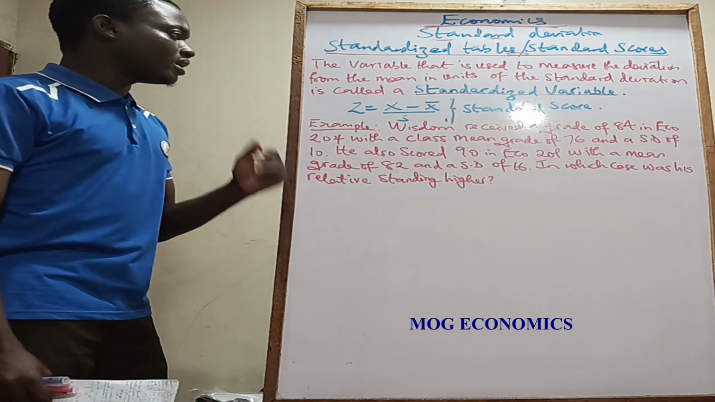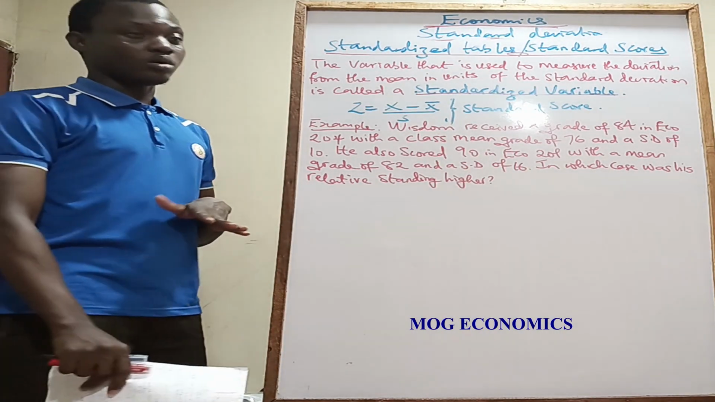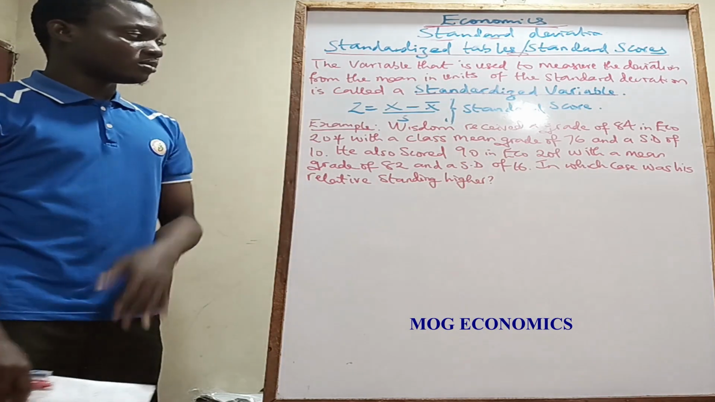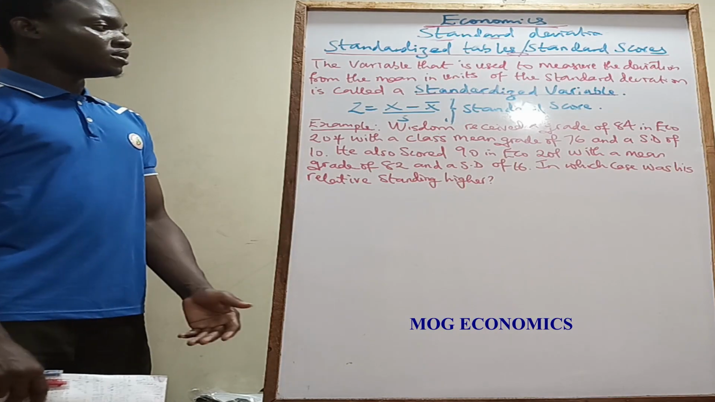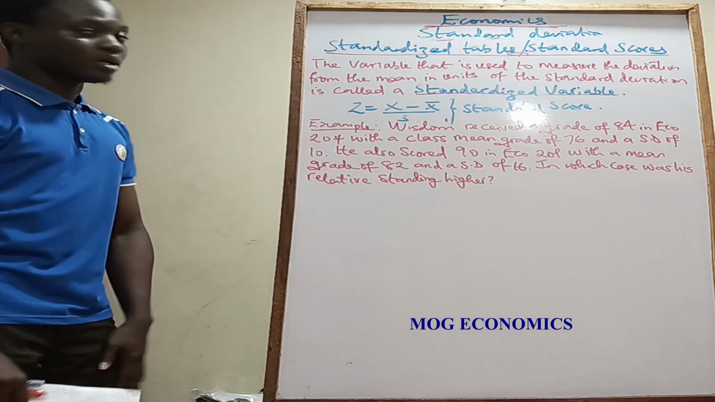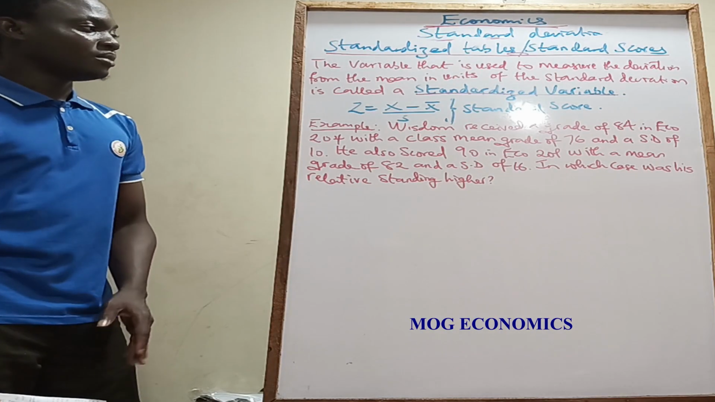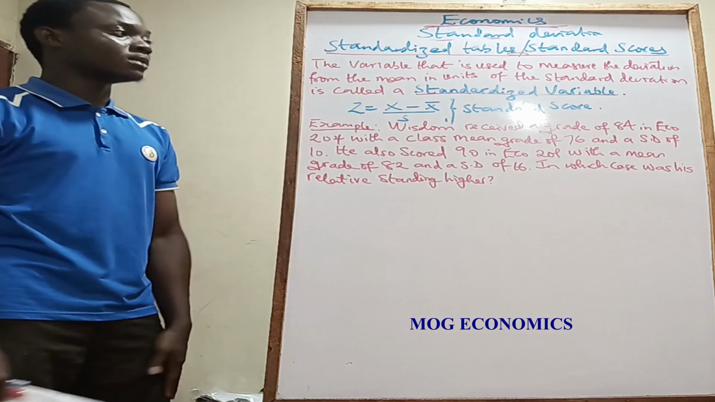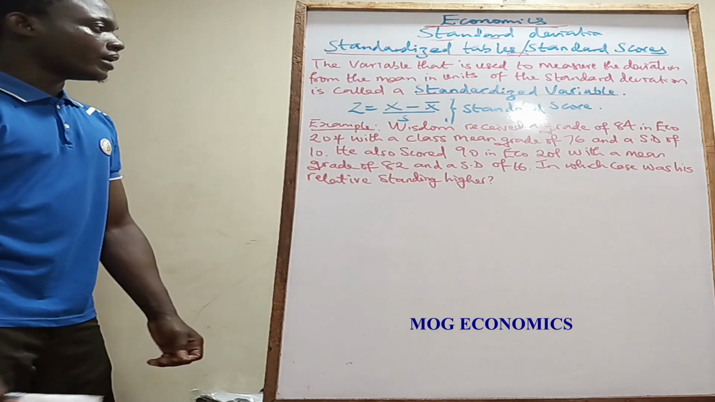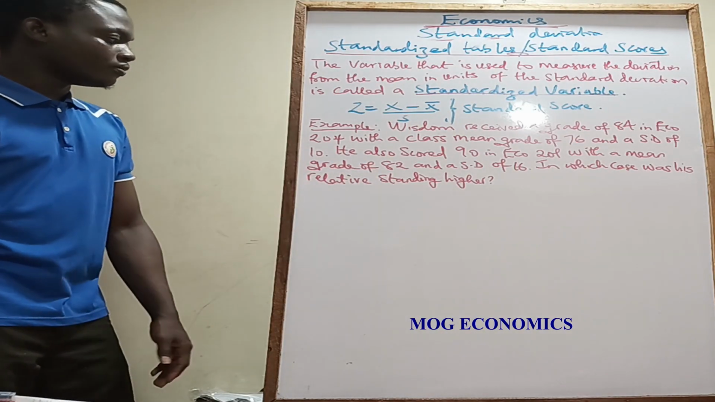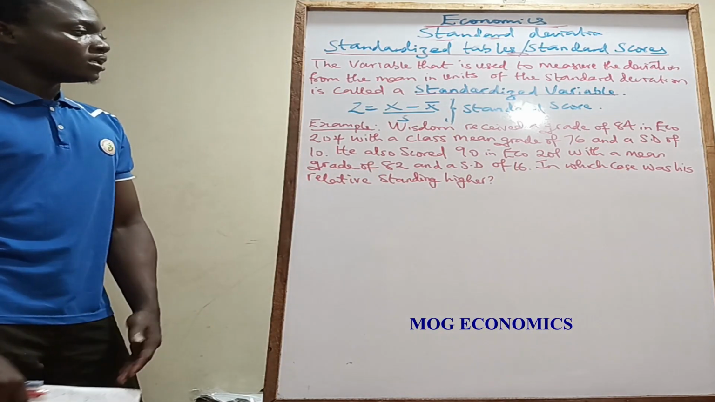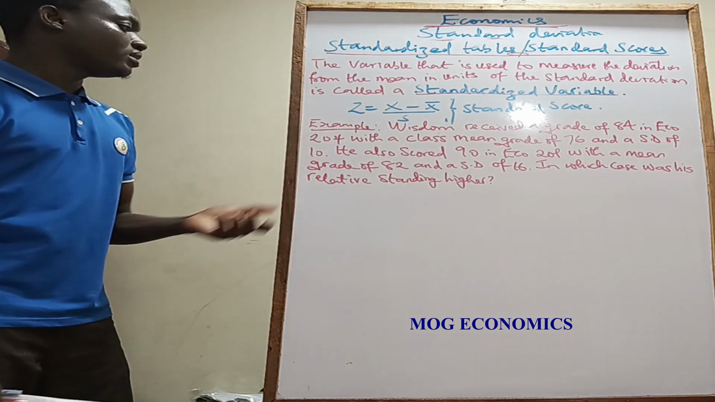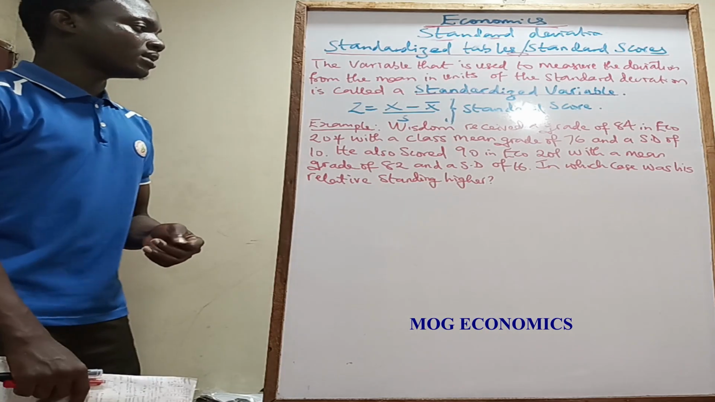Now let us look at the application of a standardized score to interpret something. Wisdom is one of our students right now in 200 level. Wisdom received a grade of 84 in Echo 204 with a class mean average of 76 and a standard deviation of 10. Now, he also scored 90 in Echo 201 with a mean grade of 82 and a standard deviation of 16.